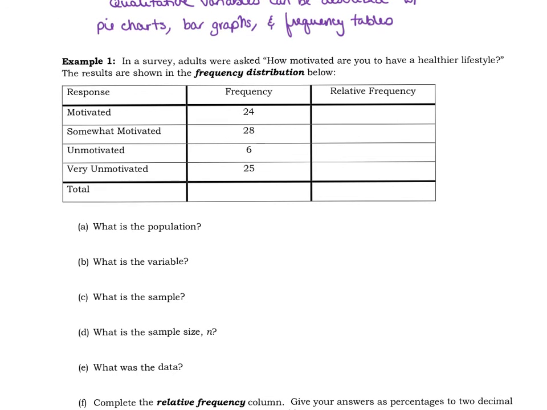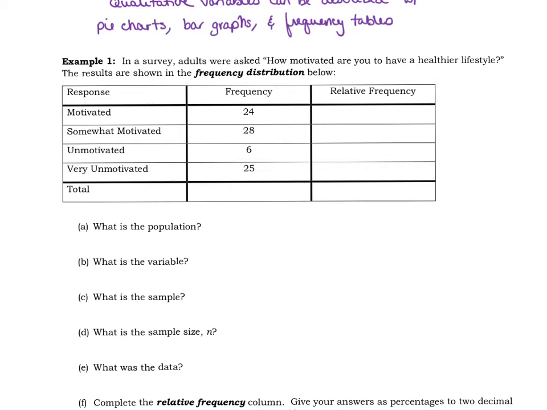So in this first example, we've got a survey where adults were asked how motivated they are to have a healthier lifestyle, and the results are given in the table. So we're actually going to go through the questions down below as we work through this. So first of all, what is the population? So again, this is the who or the what was surveyed.